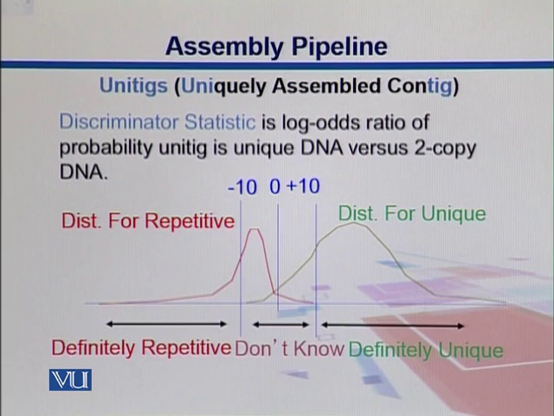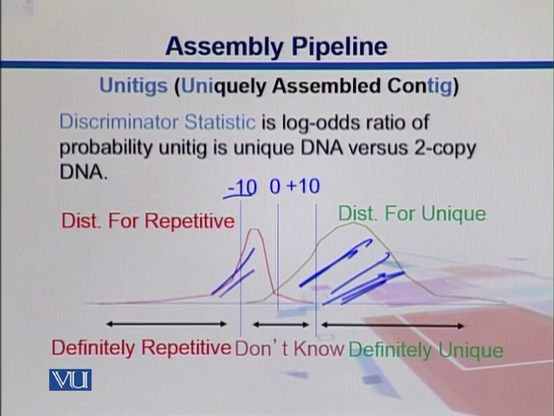So the calculation is done as a log ratio between the probabilities of the DNA being unique versus being repetitive. So here we are, for instance, putting a 2-copy DNA. So here we are getting a negative number. If we are getting a negative number, it's repetitive. If we are getting a positive number, it means this unitig is lying in this distribution, which is the distribution for unique, and here is the distribution for repeats, and there are overlaps obviously between these two distributions. Those overlaps are small.